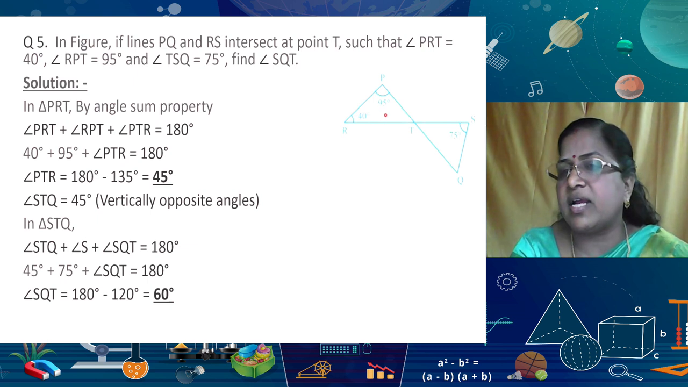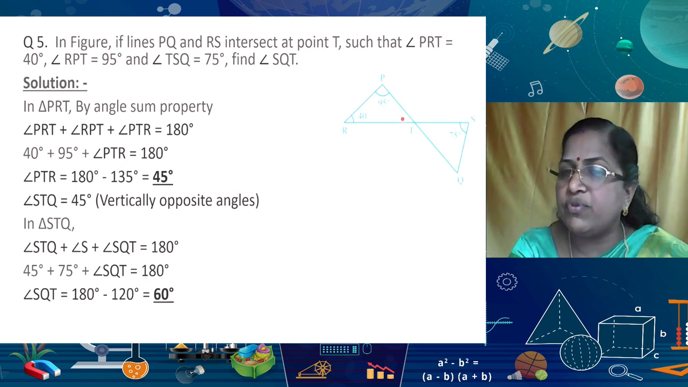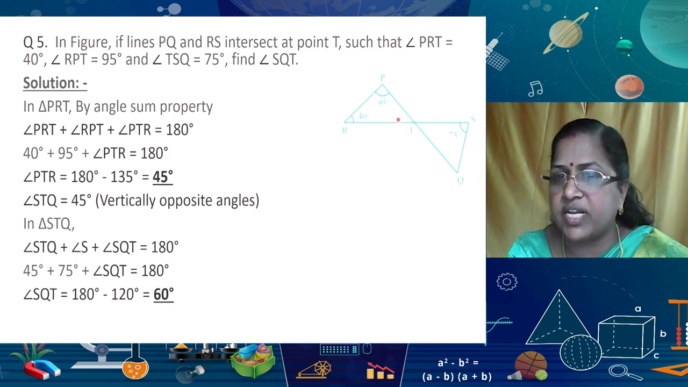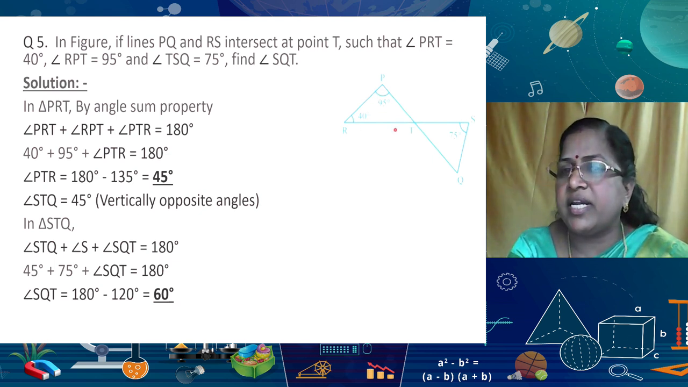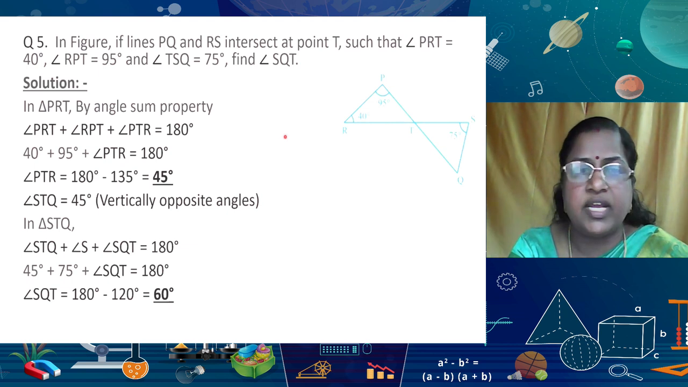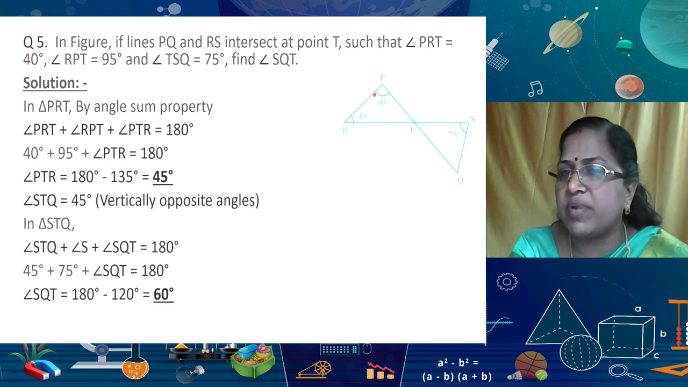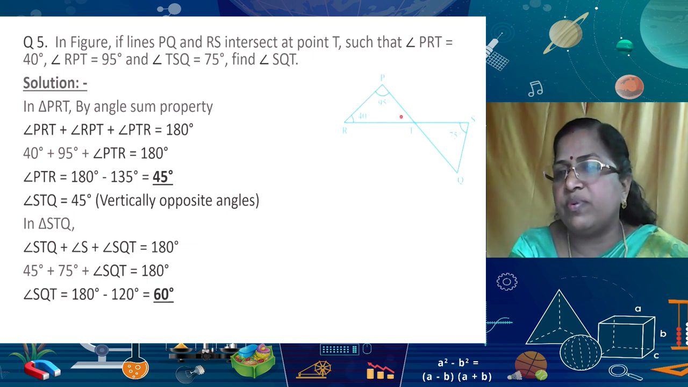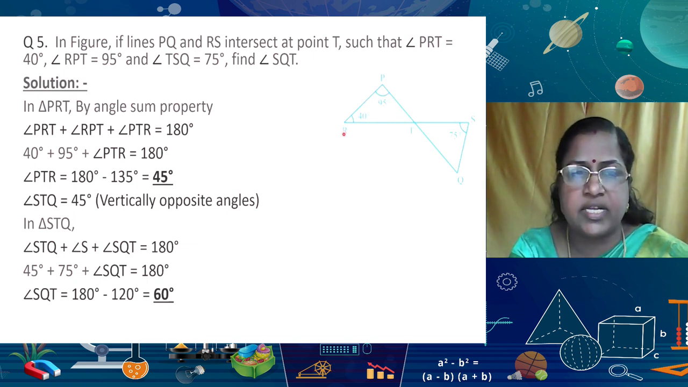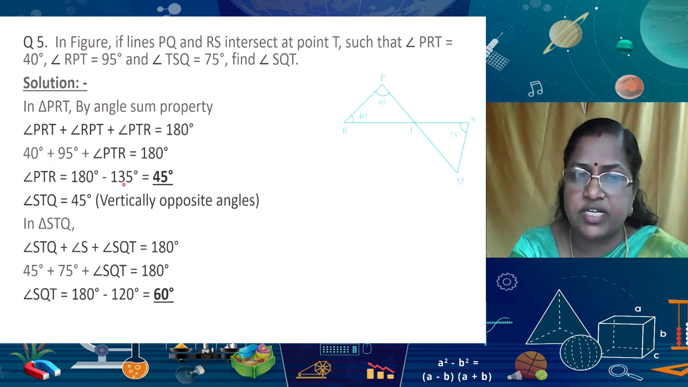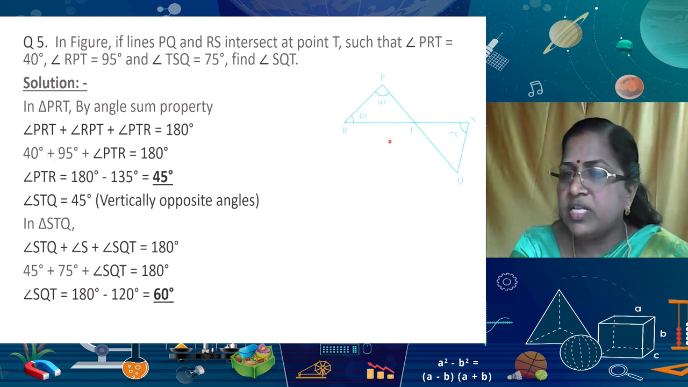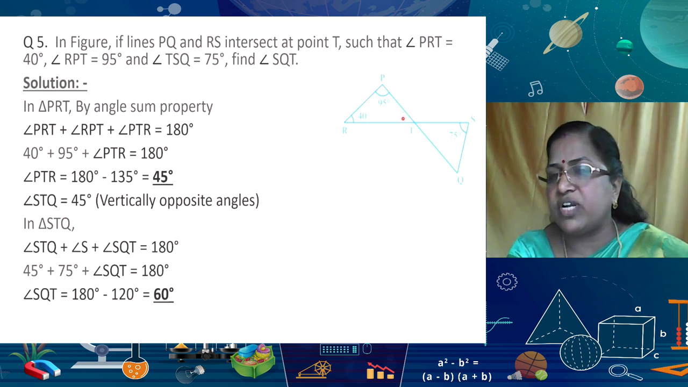So in this triangle, first we are given two angles. So easily we can find this angle. How to find it? By angle sum property. In triangle PRT, by angle sum property, we can write angle P plus angle R plus angle PTR equal to 180 degrees. So angle PTR is equal to 180 minus (40 plus 95), that is 135, equal to 45. So this angle we got as 45 degrees.